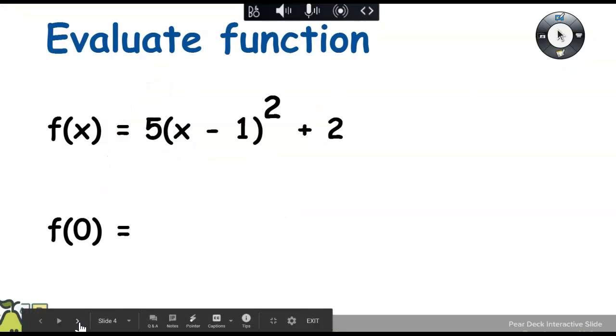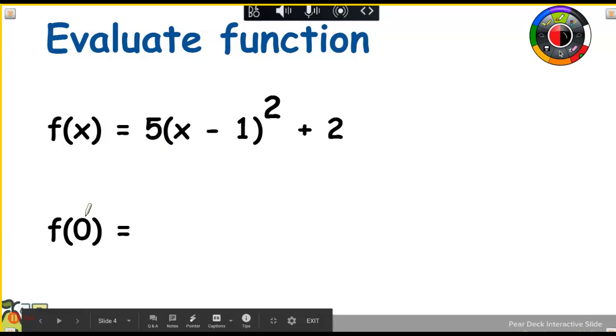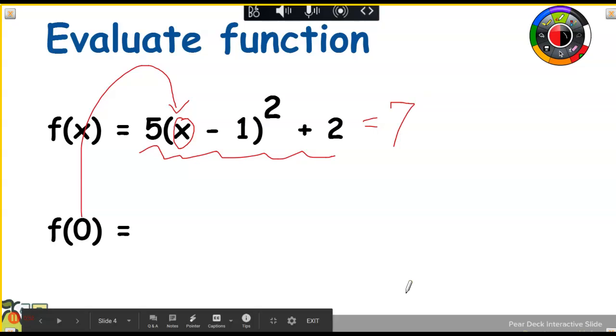Second one. Here you're going to plug 0 to the place of x and put the entire thing in your calculator. You should have 7, and that's it.